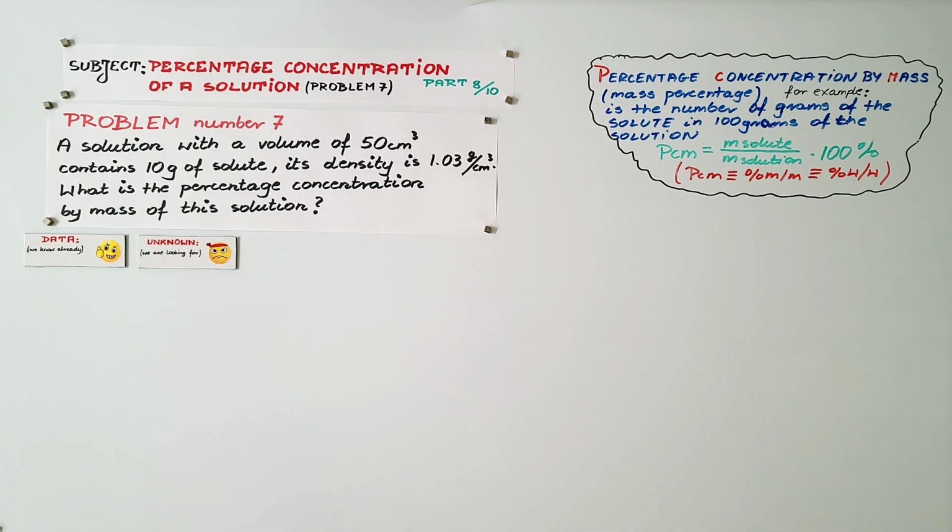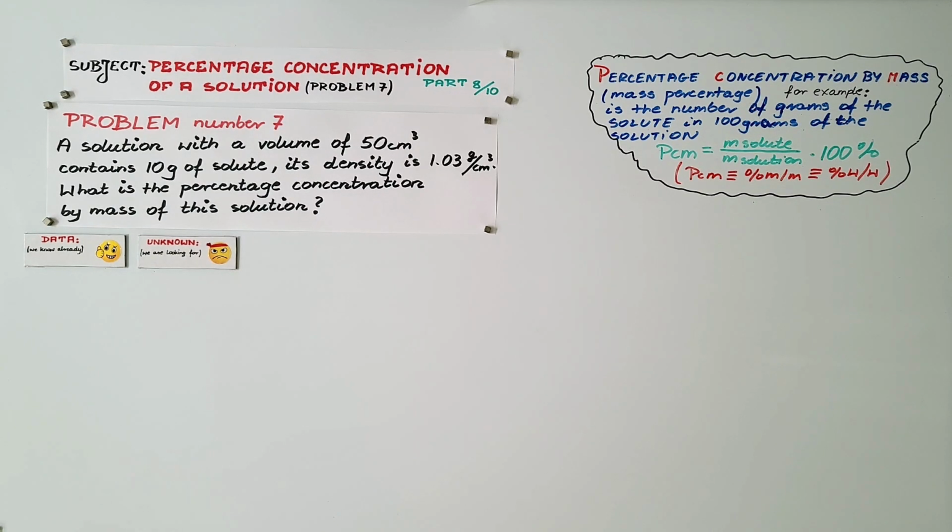Problem number 7. A solution with a volume of 50 cubic centimeters contains 10 grams of solute. Its density is 1.03 grams per cubic centimeter. What is the percentage concentration by mass of this solution?